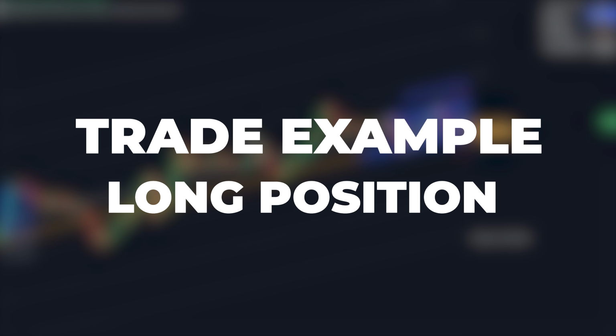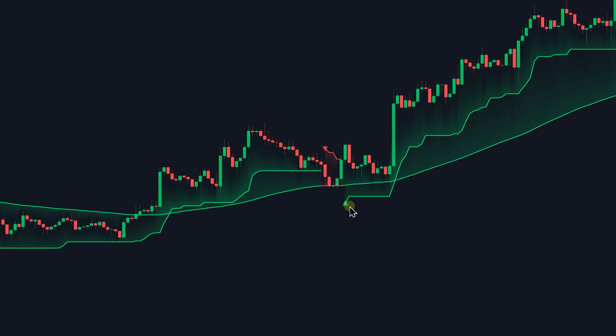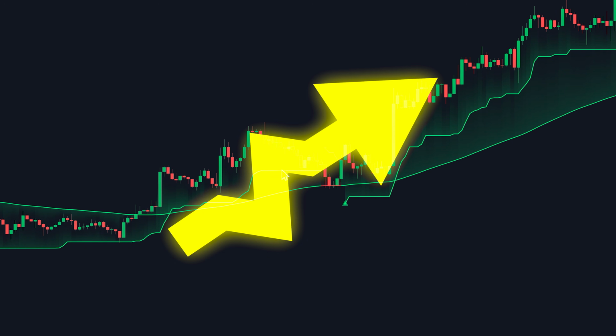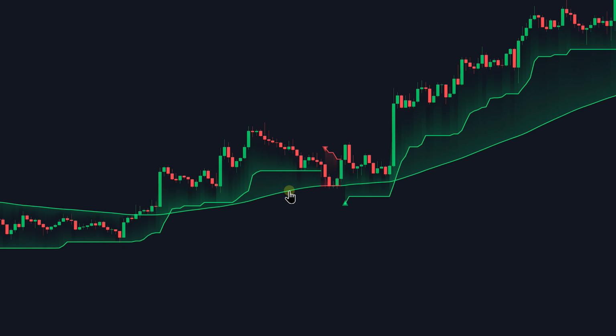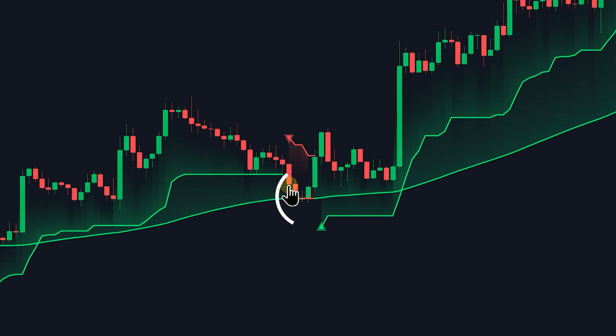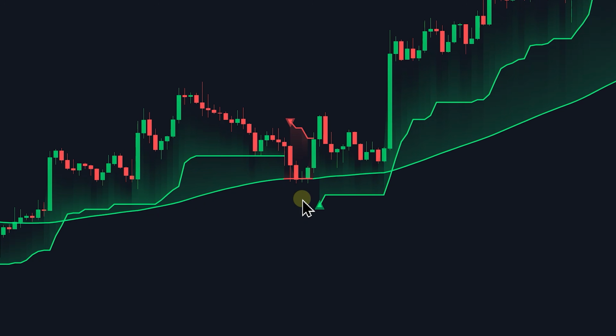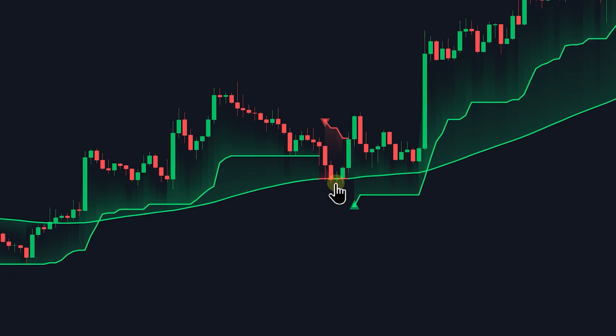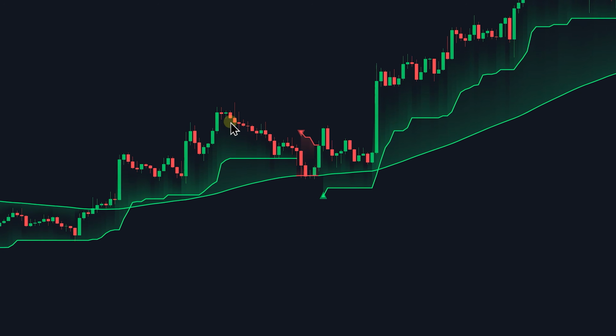Now, for a buy position, condition number 1 is that both the moving average and the AI supertrend must be bullish. The moving average should be rising, price should be trading above it, and the AI supertrend should be below the price. Condition number 2 is that price must pull back toward the moving average. We don't want to chase extended candles, we want the market to return to fair value.